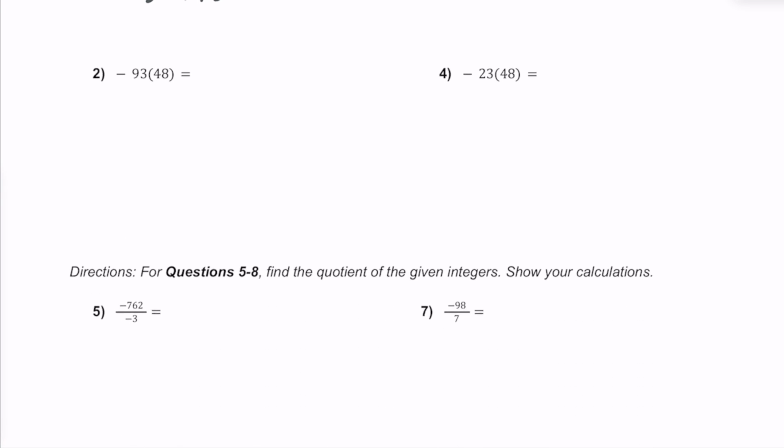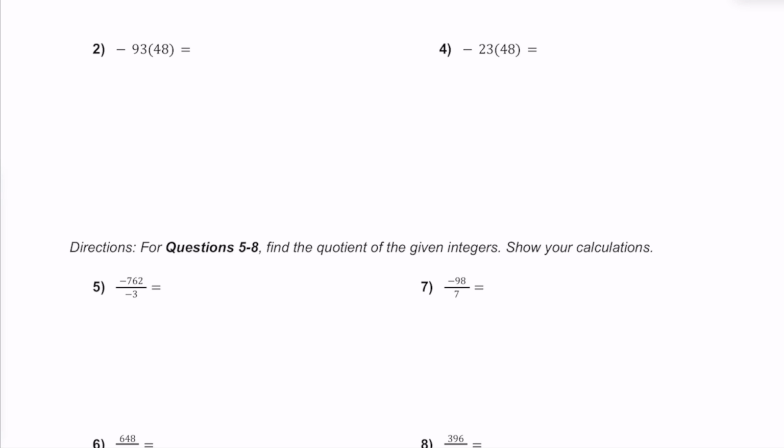All right, let's check out number 2. For number 2, we have another multiplication problem here. Again, we're finding the product. Let's go ahead and ignore the negatives for now and just take this 93 and multiply it by 48. Let's go ahead and start with the 8 here. So the 8 multiplied by the 3 is going to be 24. We'll put the 4, carry the 2. Then we have 72 plus 2, which is going to be 74. All right, that's our first partial product.